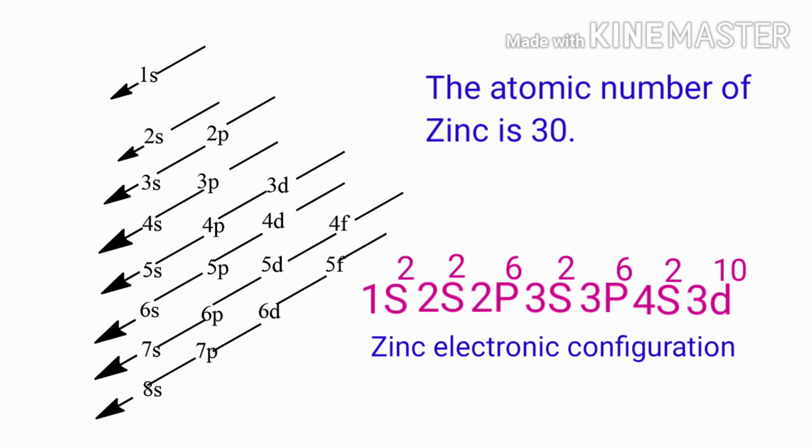Therefore, the electronic configuration for zinc will be 1s2, 2s2, 2p6, 3s2, 3p6, 4s2, 3d10.